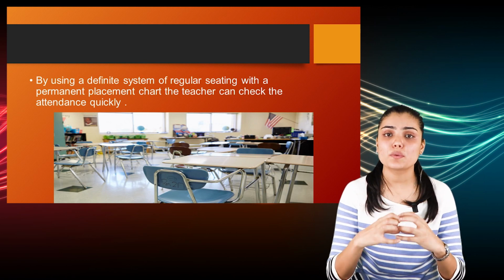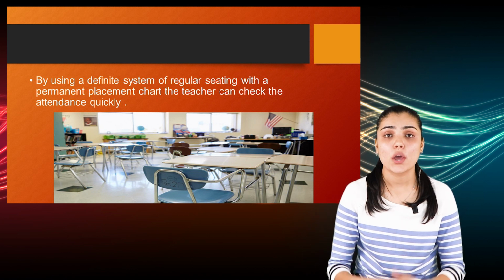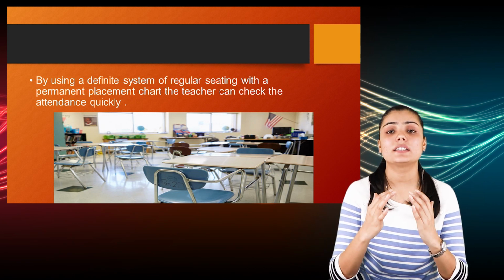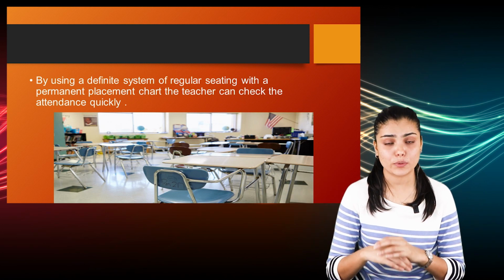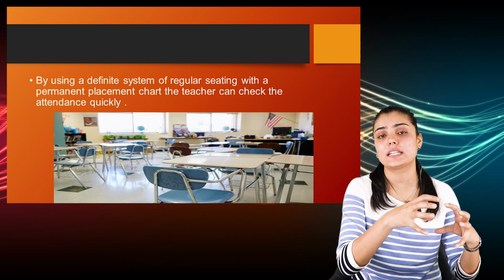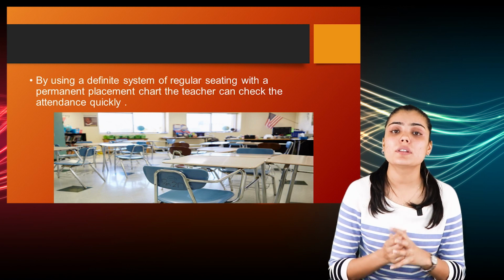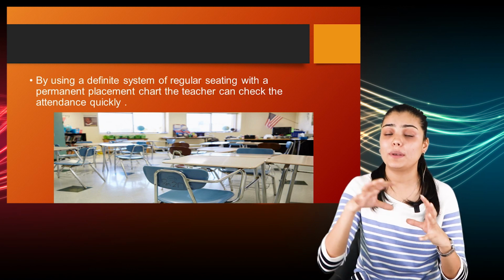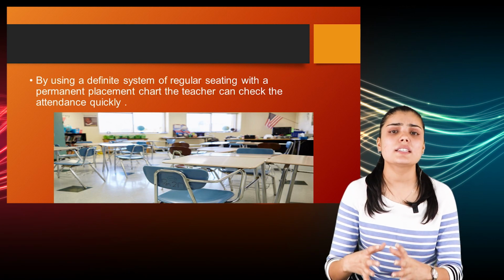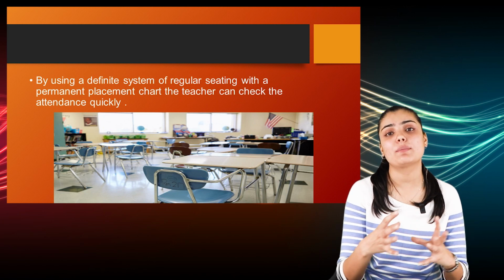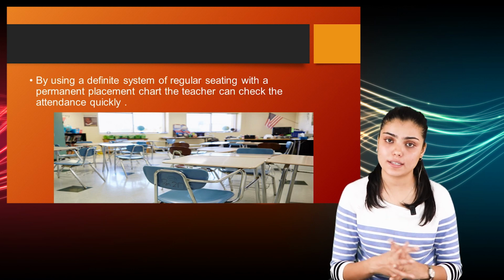For attendance, usually the teacher can use a definite system of regular seating with a permanent placement so that the teacher can check the attendance quickly. Now, if the students are given a permanent place to sit, right, the teacher will be aware about which student is sitting at which place, and it is a permanent place for the student, right? So when the teacher comes to the class, the teacher can have a quick look over the place where the students are sitting and can find out about the attendance of the students, right? This is one of the methods that can be used to save time and effort of the teacher and also to make sure there is no more disturbance to the classes, all right?